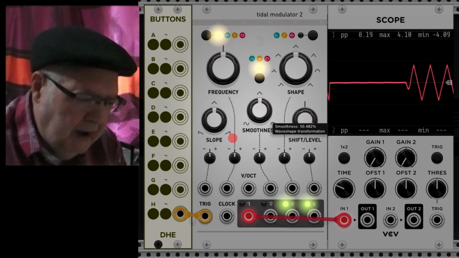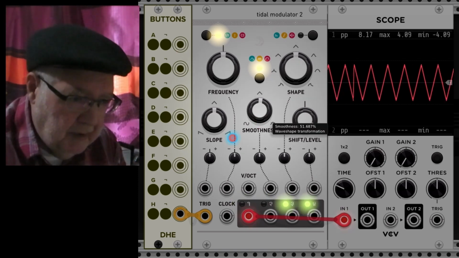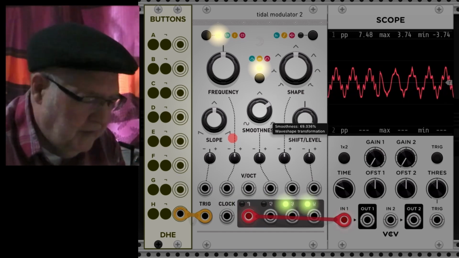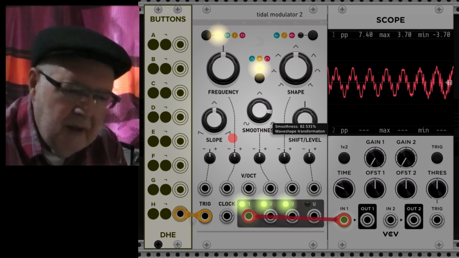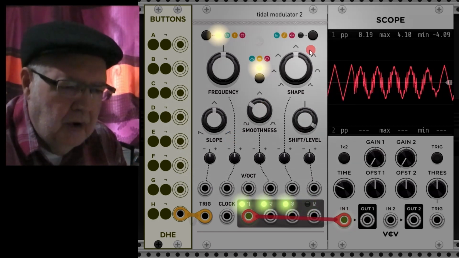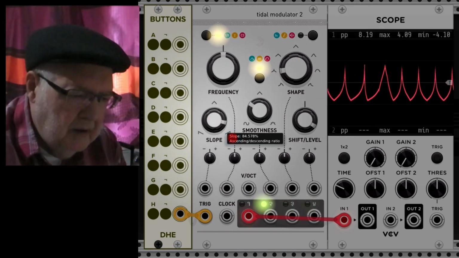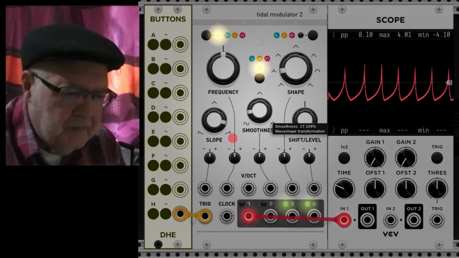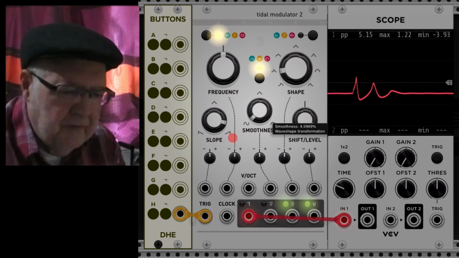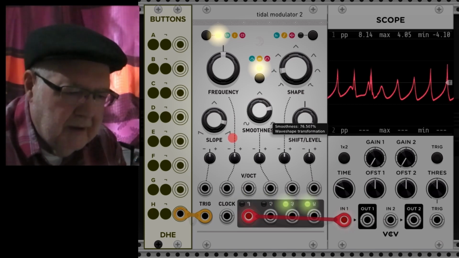But in the other direction, when I turn the smoothness knob to the right, a wave folder is applied, and the effect is clearly visible here. And this functionality, the smoothness functionality, works with all wave shapes and with all slopes. So now to the left, and now to the right.